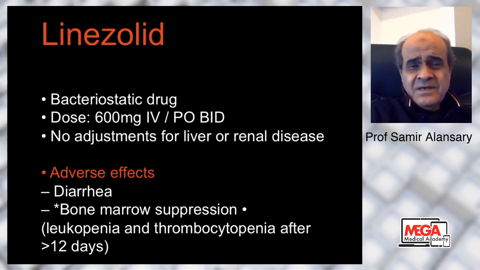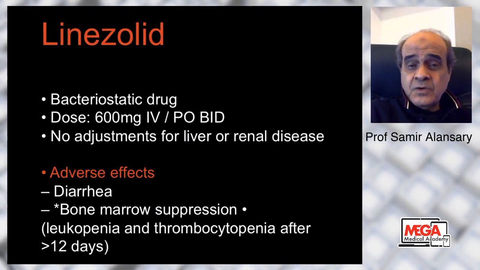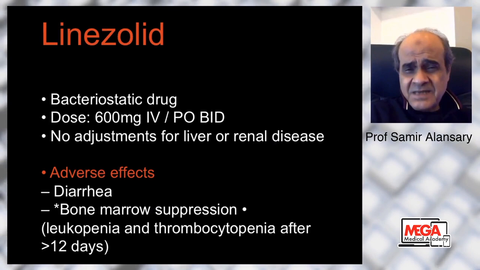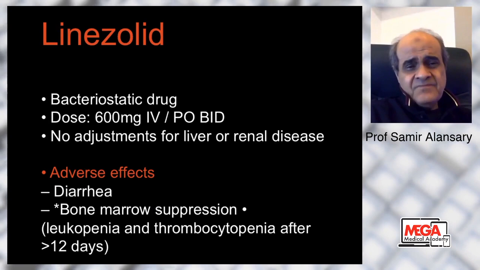Dose is 600 milligram IV or per oral, BID. No adjustment for liver or renal diseases, but really there may be some liver problems and renal problems also. They may be minimal, but we have to take care.